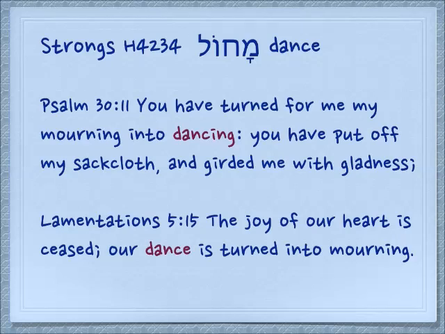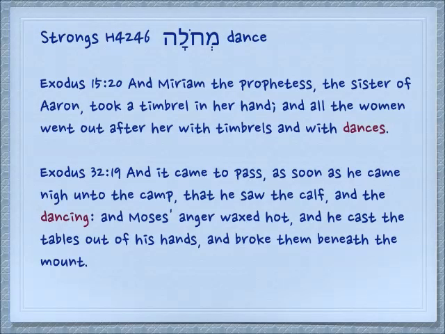Lamentations 5:15. The joy of our heart is ceased. Our dance is turned into mourning. Also Mecholah, Exodus 15:20. And Miriam the prophetess, the sister of Aaron, took a timbrel in her hand, and all the women went out after her with timbrels and with dances.